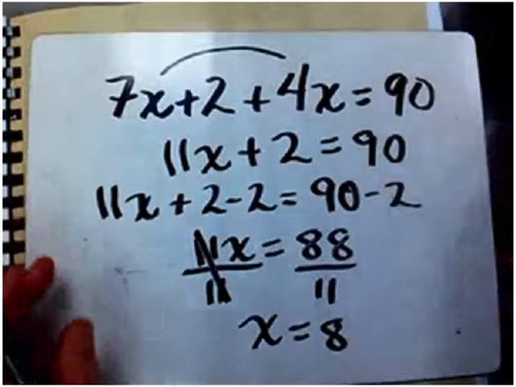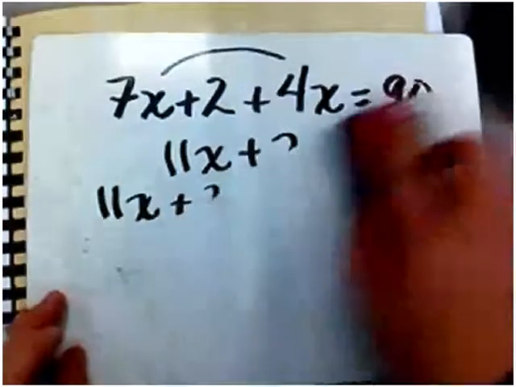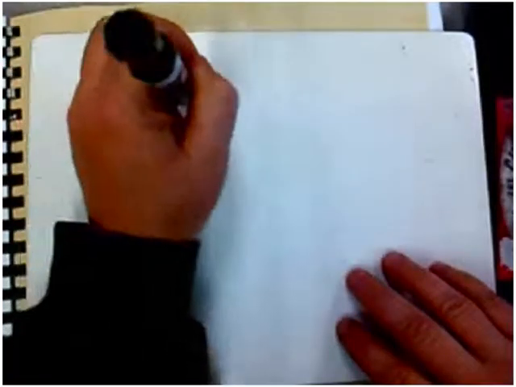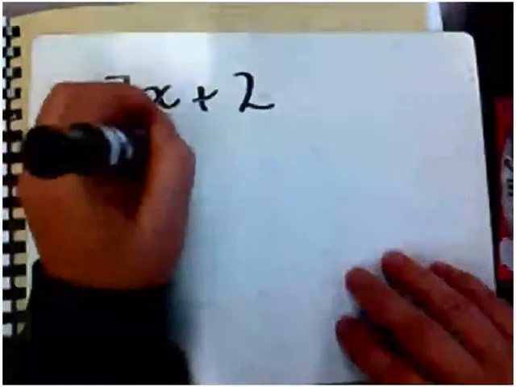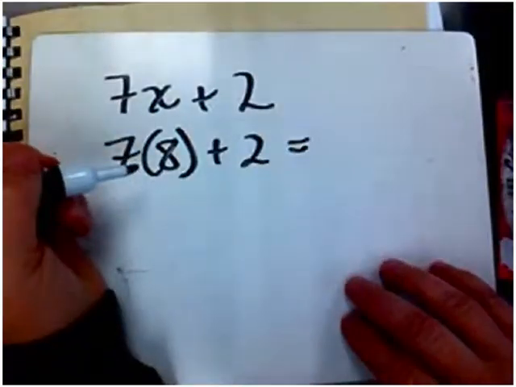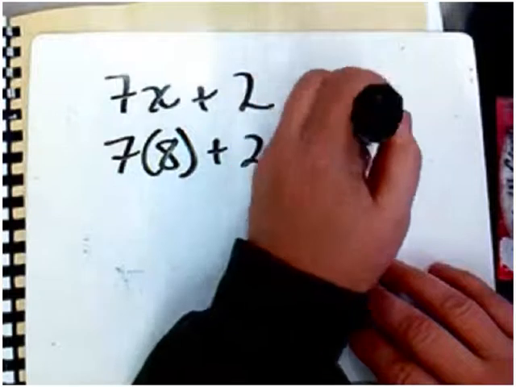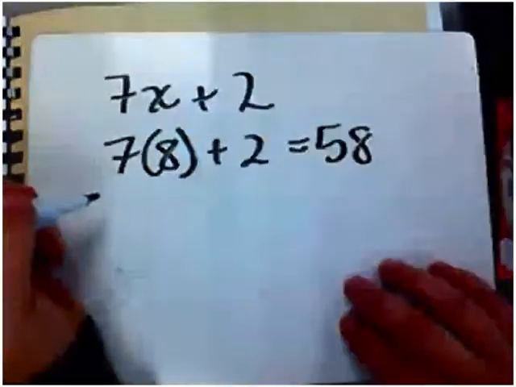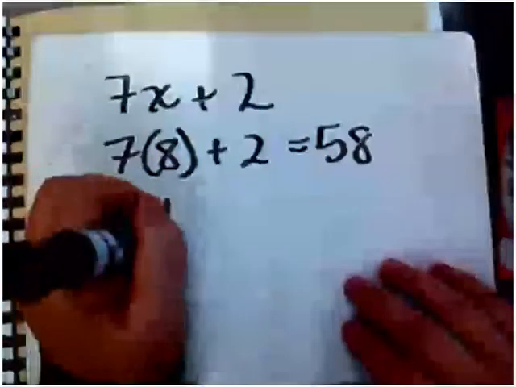So then you need to take that 8 value and plug it in, substitute it in to find the measure of your angles. So EGT is 7x plus 2. That's the same as 7 times 8 plus 2. 7 times 8 is 56. 56 plus 2 is 58. And then the measure of angle TGC is 4x.